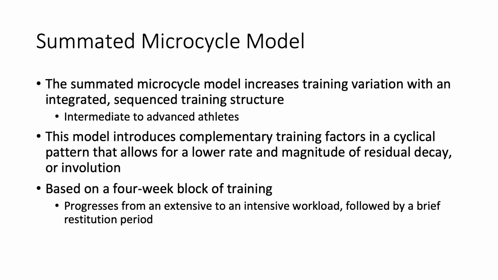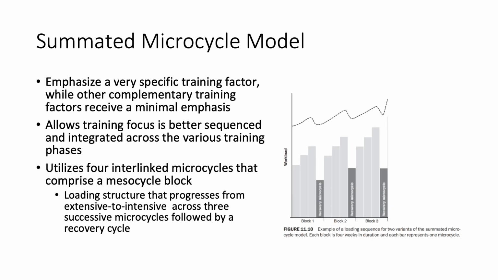The summated microcycle model increases training variation with an integrated sequence training structure. So this model is often utilized with intermediate to advanced athletes. Moreover, this model introduces complementary training factors in a cyclical pattern that allows for a lower rate and magnitude of residual decay or involution. A typical structure for a summated microcycle is based on a 4-week block of training that progresses from an extensive to an intensive workload, followed by a brief restitution period. This summated microcycle model emphasizes a very specific training factor, while other complementary training factors receive a minimal emphasis.